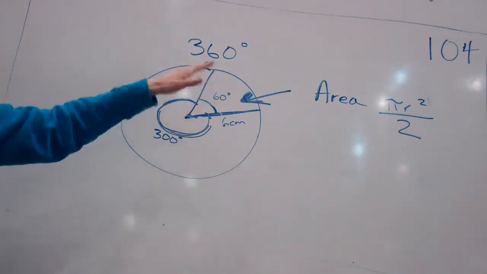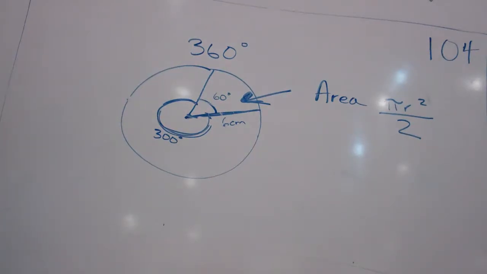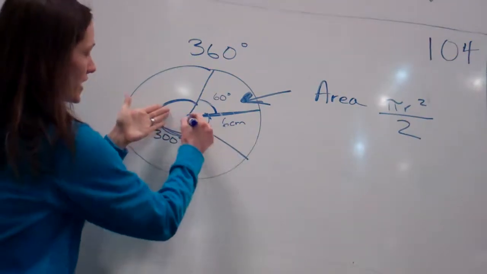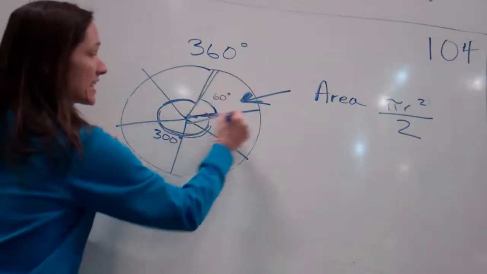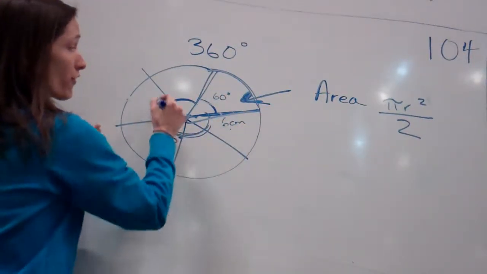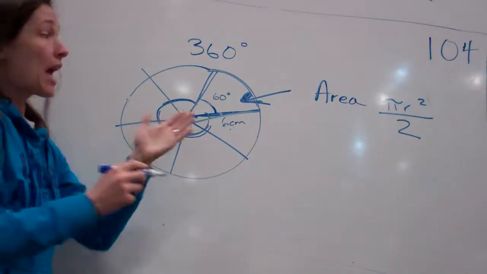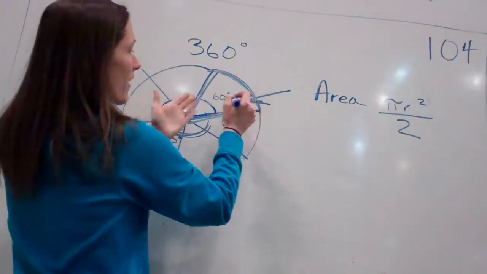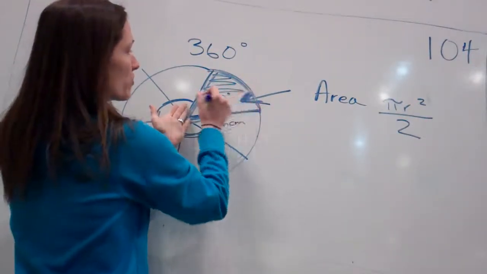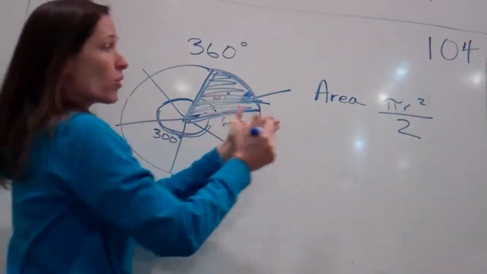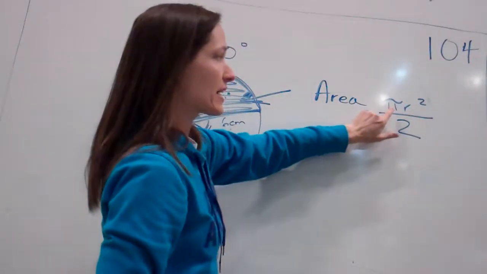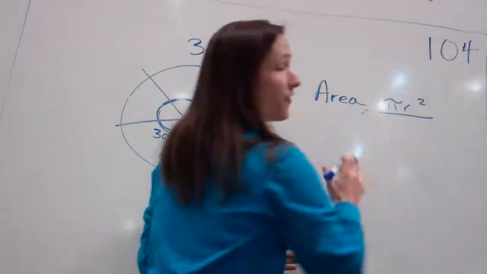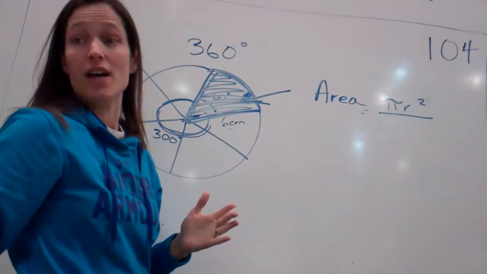1/5. Close. Good try. 1/6. Okay, so I actually could have 6 of these 60s, right? 1, 2, 3, 4, 5, 6, right? They're wanting us to know what is this piece of area. So what fills up this much? Well, what we know about area of a circle is that it's pi r squared. But we're not finding half of it, we're finding a 1/6 of it.